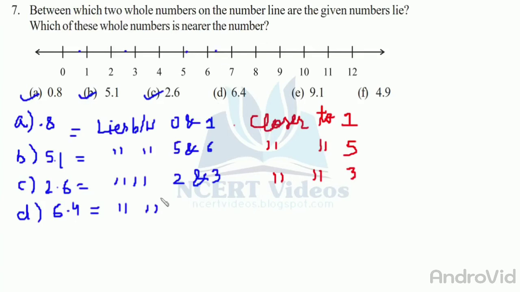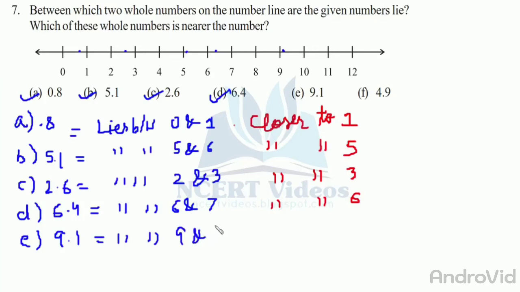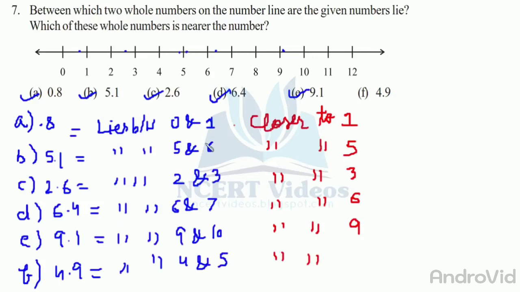6.4 is between 6 and 7, and it is closer to 6 because it is less than 0.5. E part, 9.1 falls between 9 and 10 and is closer to 9. Now the last part, 4.9, lies between 4 and 5 and it is only 0.1 distance apart from 5, so it is closer to 5. Therefore, this completes our question number 7.